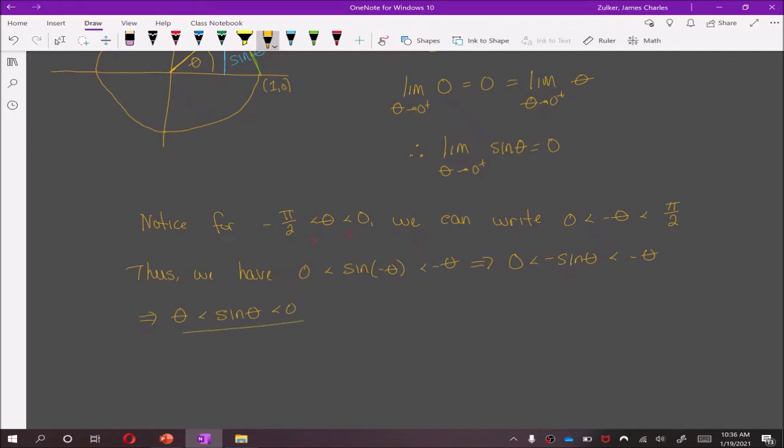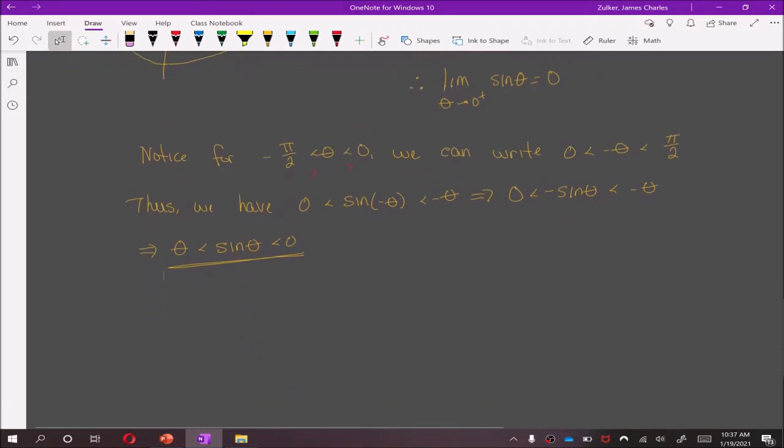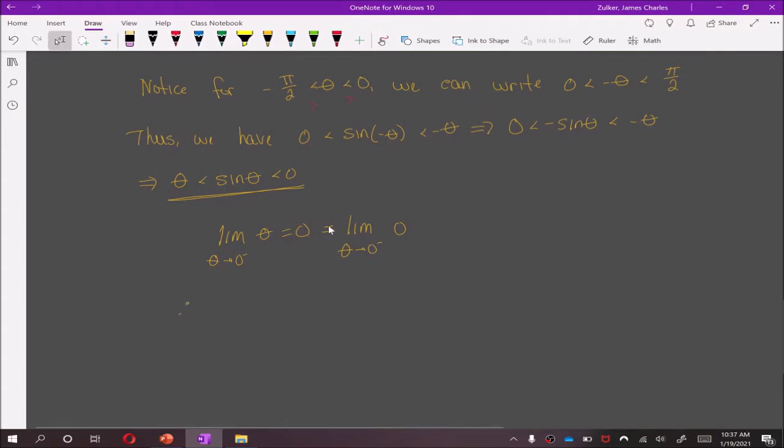Now, again, this is for the case where we're in quadrant 4. Now, we can approach 0 from the left, right? Because theta is less than 0 now. So, what we notice, limit as theta approaches 0 from the left of theta is 0, and the limit as theta approaches 0 from the left of 0 is also 0. Once again, using squeeze theorem, we can conclude that the limit as theta approaches 0 from the left of sine of theta is also 0.